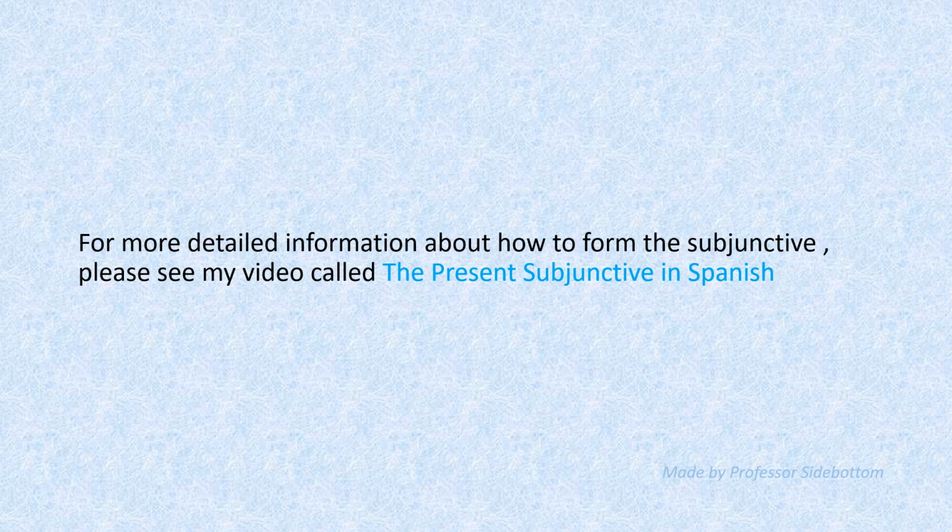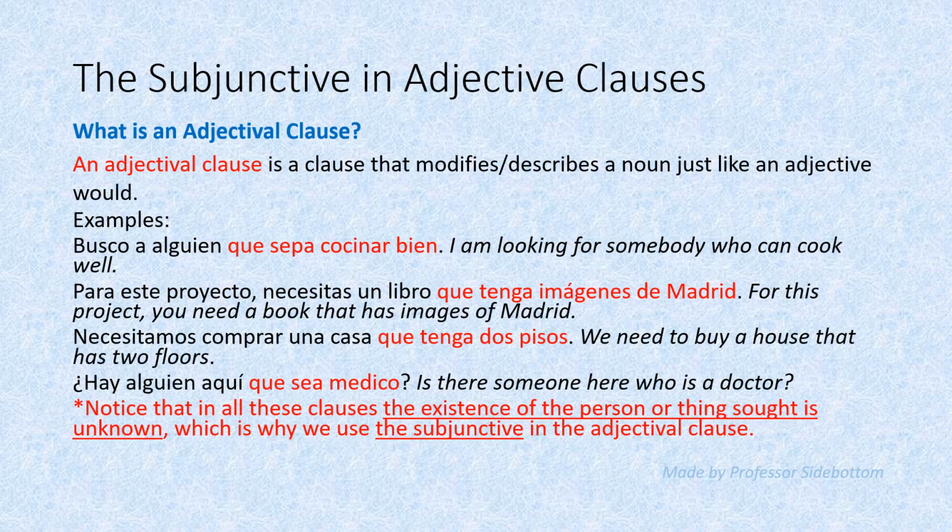For more detailed information about how to form the subjunctive with examples, please see my video called The Present Subjunctive in Spanish if you haven't done it already. In this video, we will concentrate on the subjunctive in adjective clauses. But first, let's see what is an adjective clause or adjectival clause. An adjectival clause is a clause that modifies or describes a noun just like an adjective would.